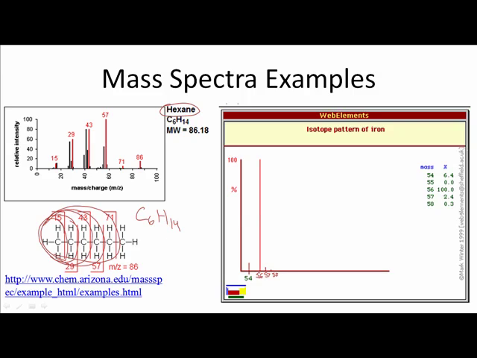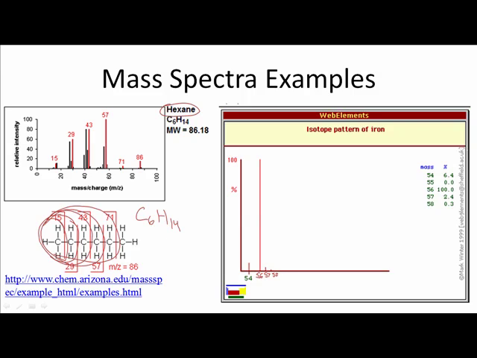Manganese is 54.9, that's probably a little low. Cobalt is almost 59, that's too high. So just by looking at the pattern here and saying, okay, this is the most abundant, so it's probably close to 56. I have a little more at 54 than I do at 57 and 58. It's probably a little under 56. You can figure out what element you have.